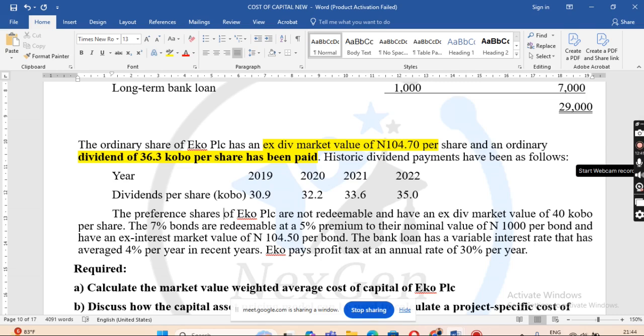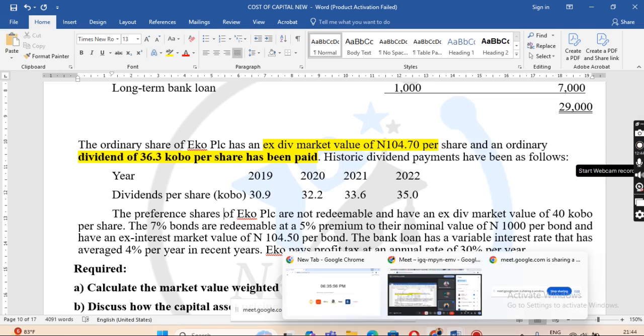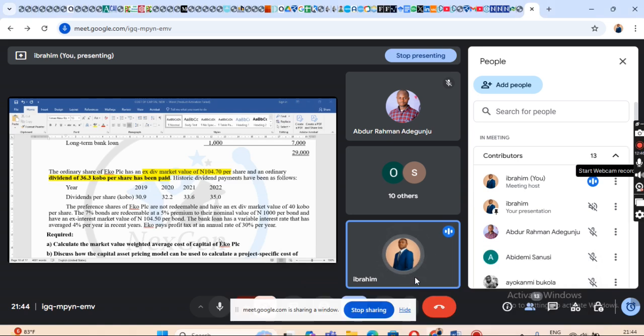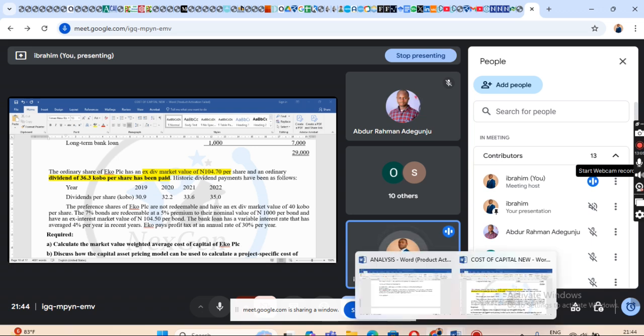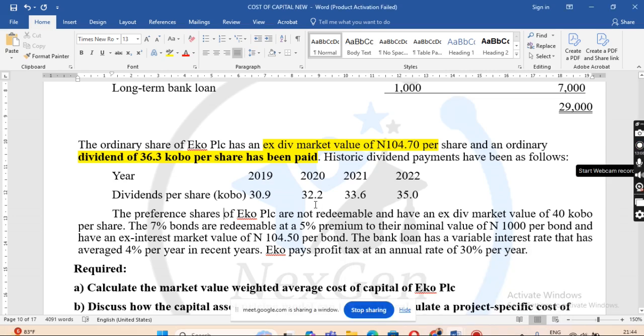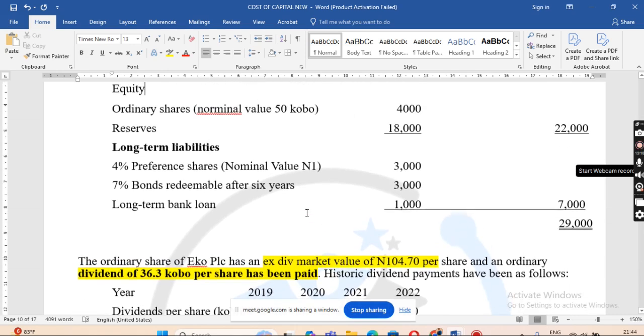This type of question can confuse students because you will start to look for the current dividend for preference shares. You may decide to use the ordinary shares' 36. That is the beginning of failure. You need to get the current dividend for preference shares, because preference shares is a debt instrument. Now, you quickly go to the capital structure.